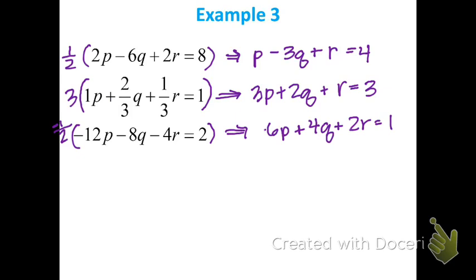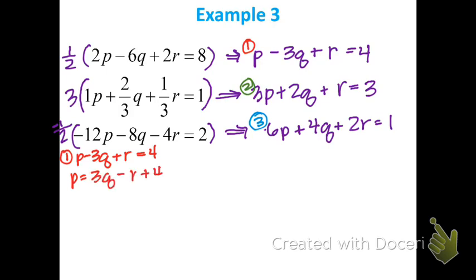So if we start this same process that we did last time, what do you think we should isolate? P, and I'm guessing y'all are talking about our first equation. So let's number them 1, 2, 3. If I'm working with number 1, I have to isolate P. So P equals 3q minus r plus 4.